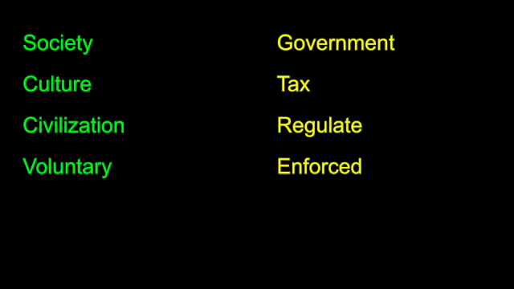As we look at human life together, people live in communities, people live in groups, and we're going to see two aspects to that. On the left side, in sort of a green color, society, culture, civilization are the voluntary groupings of human beings, the activities they engage in voluntarily through common consent. The yellow on the right-hand side, government, tax, and regulation, those are things that are enforced, not always voluntary. We would like to think they're voluntary.